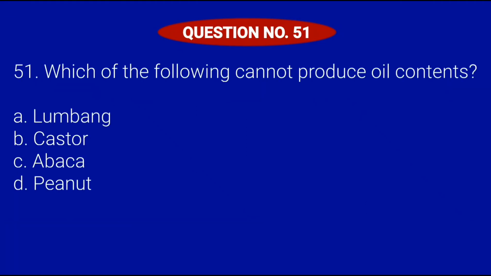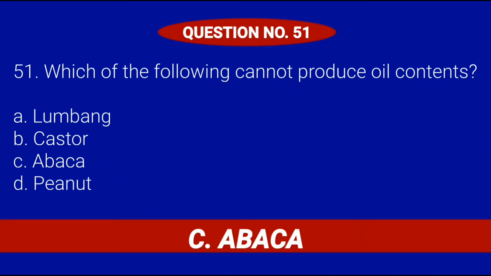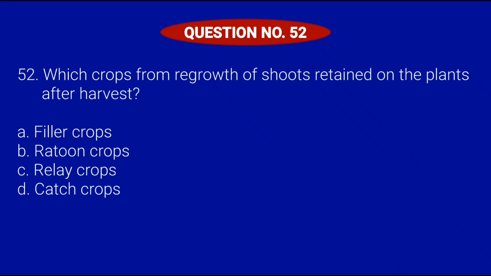Question number 51. Which of the following cannot produce oil contents? Letter A. Lumbang. Letter B. Castor. Letter C. Abaca. Or letter D. Peanut. Correct answer is letter C. Abaca.